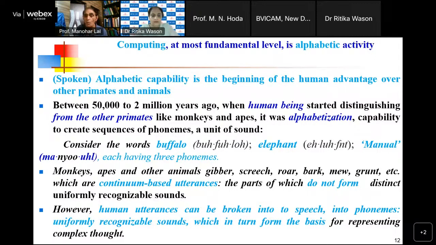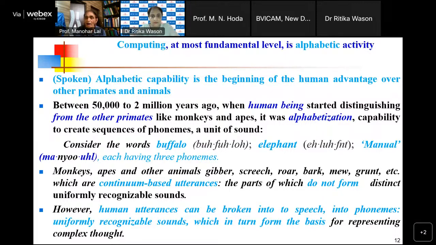Please consider the word buffalo. When I speak bu, then fa, no meaning emerges in my mind. But when I say buffalo, all of a sudden a black animal emerges in my mind. Similarly, when we speak el, e, no meaning emerges. But when we speak elephant, the meaning emerges. Each of these words is divided into 3 phonemes. When all but the last phoneme are spoken, no meaning emerges in our minds. But when all of them are spoken together, some meaning emerges. That is the importance of alphabetization.